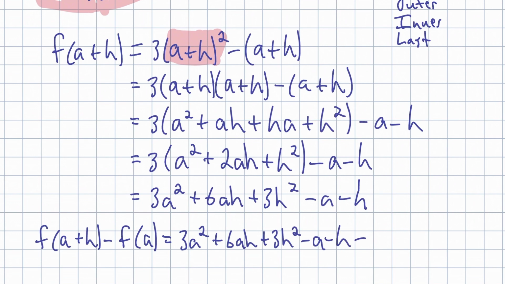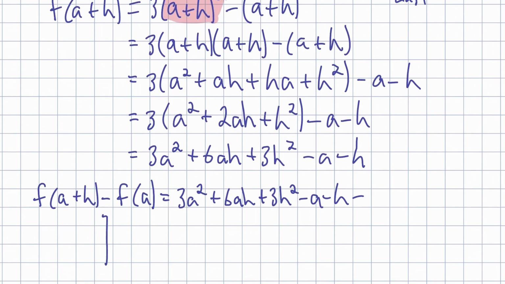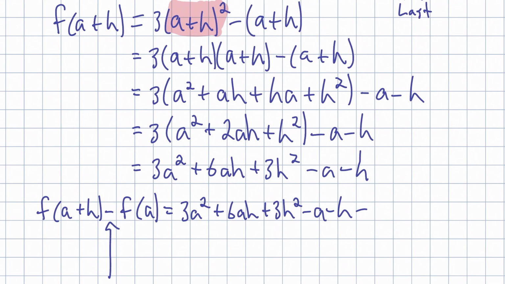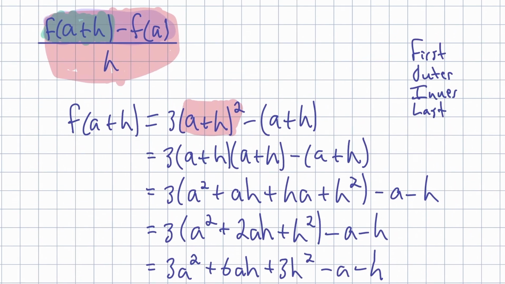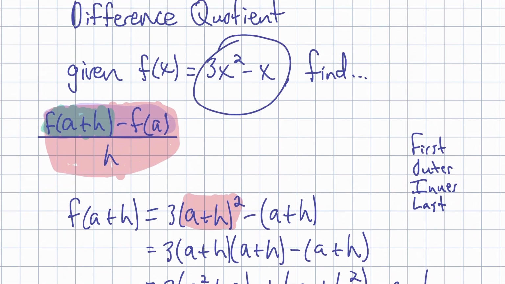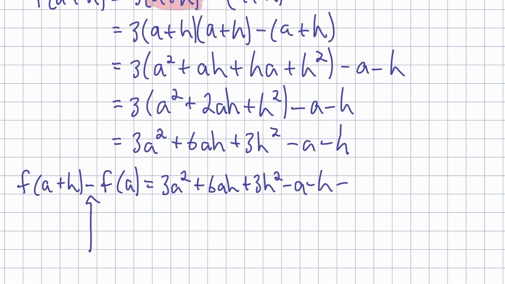Okay, and then minus, because of this one, f of a. Well, that's going to be 3a squared minus a, because the original function was 3 times your variable squared minus your variable. So if I plug in a, I'll have 3a squared minus a. Now I have to be careful. I'm going to intentionally do this wrong and see if you can see what's wrong with it.